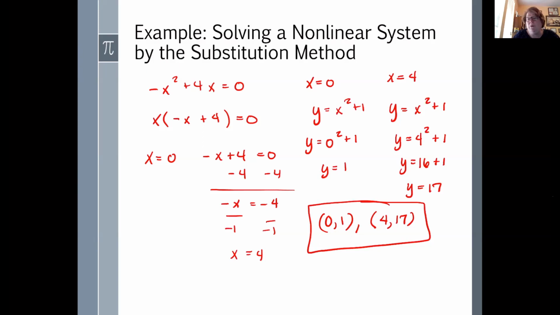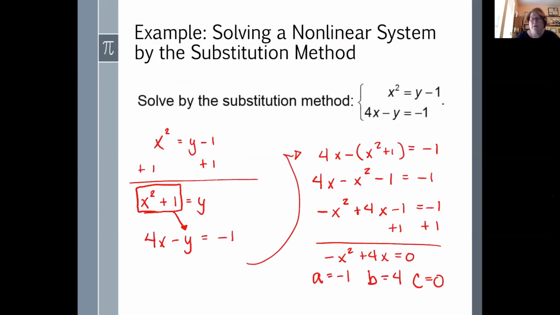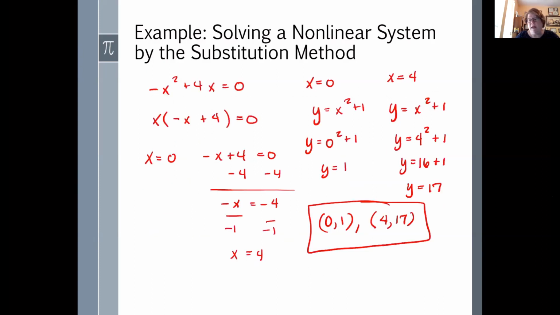Now I encourage you to take your TI-84 graphing calculator or 83 and graph these two equations. You would have to solve the second equation for y, and you can graph that on your TI calculator. You can see that these two graphs do intersect in two places. Those two places are (0, 1), so x is 0, y is 1, which would be on the y-axis, and then it also intersects at (4, 17).